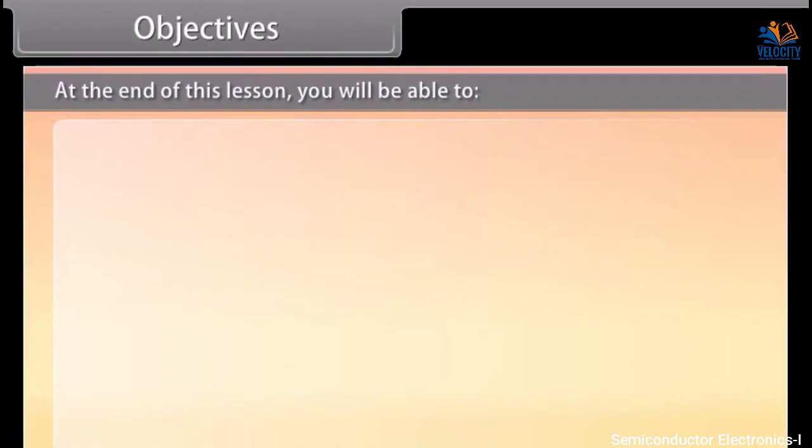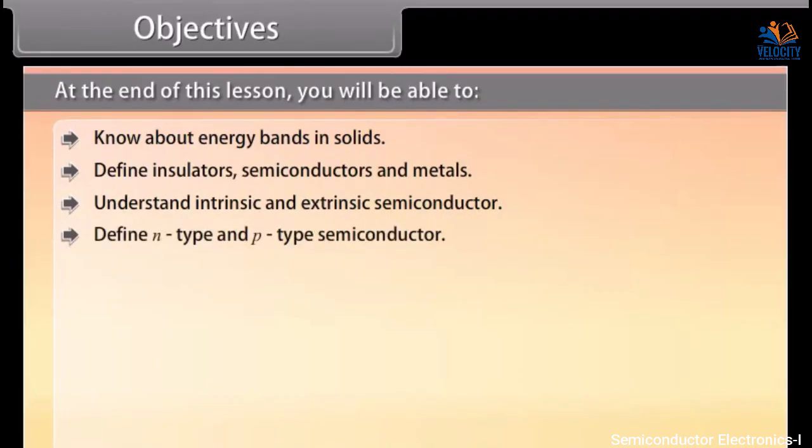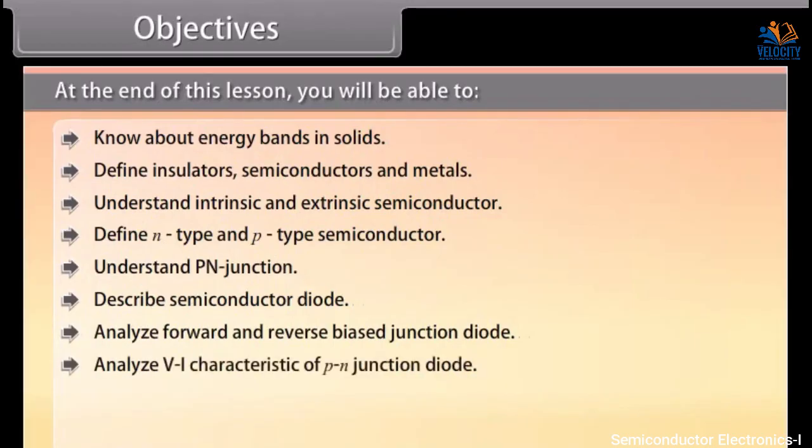At the end of this lesson, you will be able to know about energy bands in solids, define insulators, semiconductors and metals, understand intrinsic and extrinsic semiconductors, define N-type and P-type semiconductors, understand the P-N junction, describe the semiconductor diode, analyze forward and reverse biased junction diode, analyze the VI characteristic of PN junction diode, define rectifier, and explain the Zener diode.